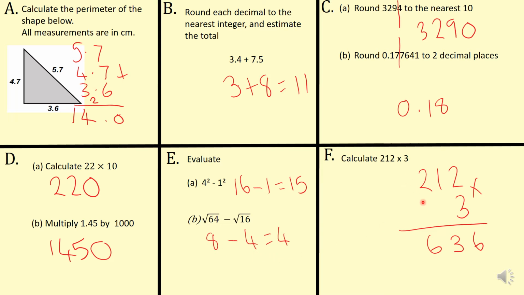And you know how to do multiplication. Write them in column. 3 times 2 is 6. 3 times 1 is 3. 3 times 2 is 6. So your last answer is 636. Very well done if you manage to do all 6 of them right.